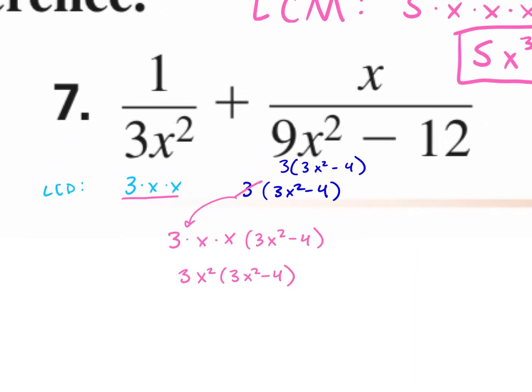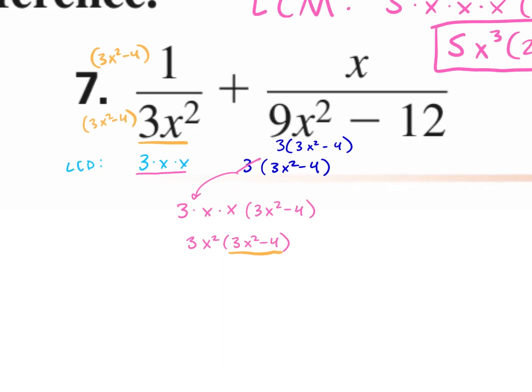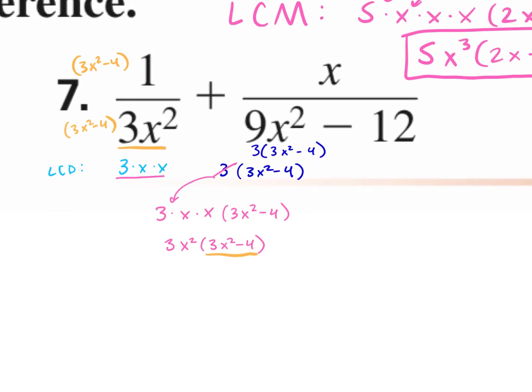What do I do next? Multiply by what's missing. So in my first denominator, I have 3x squared. So what's missing? 3x squared minus 4. So I'm going to multiply the top and the bottom by 3x squared minus 4. So on the top here, I have 3x squared minus 4 times 1. We would distribute the 1, but that's just 3x squared minus 4.